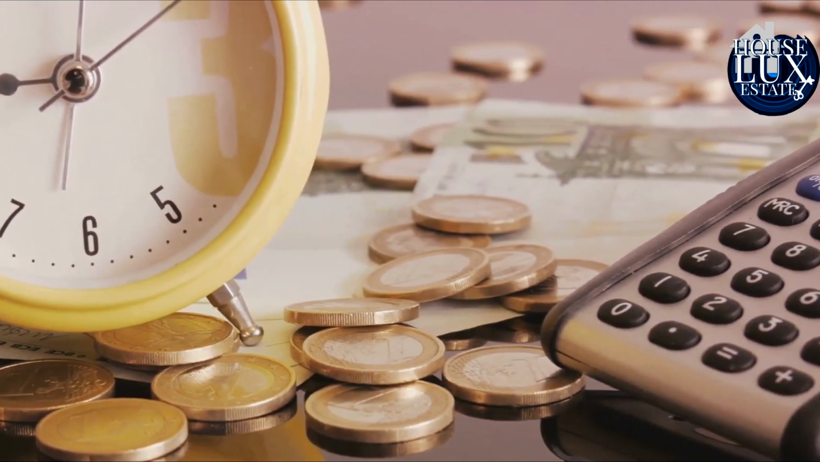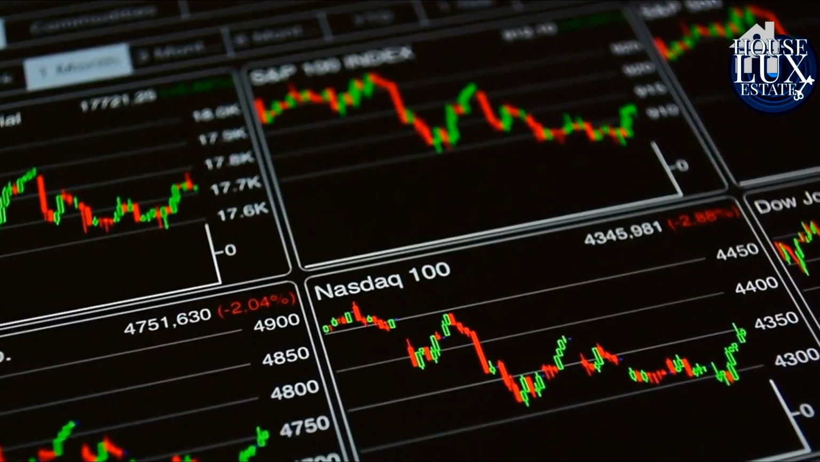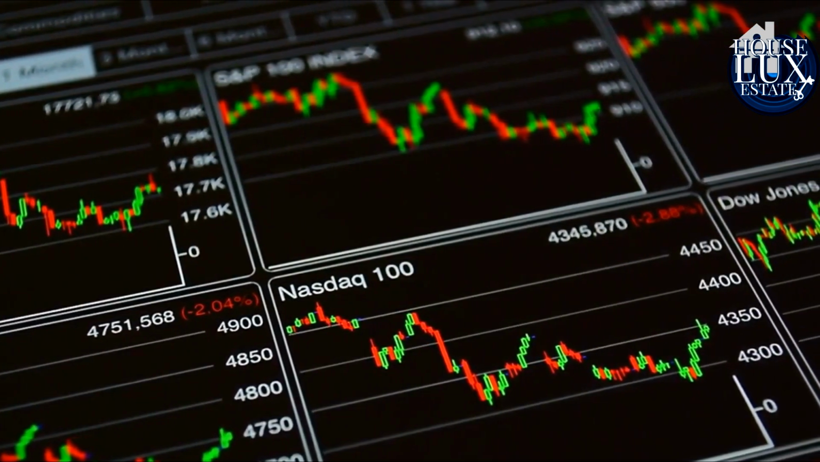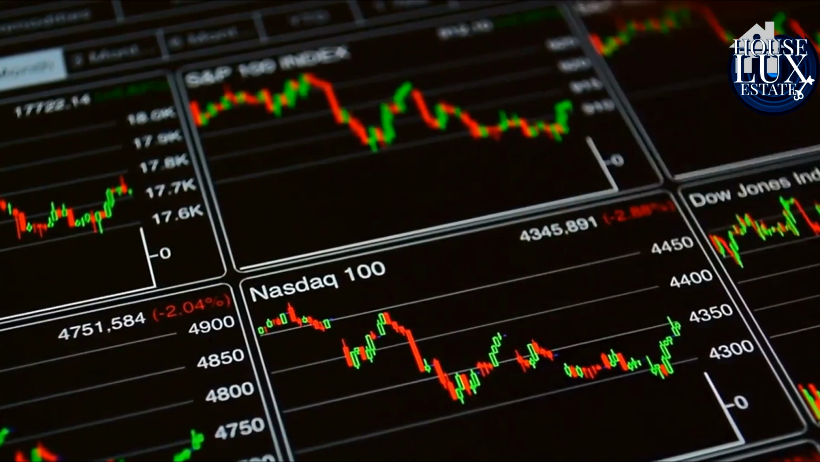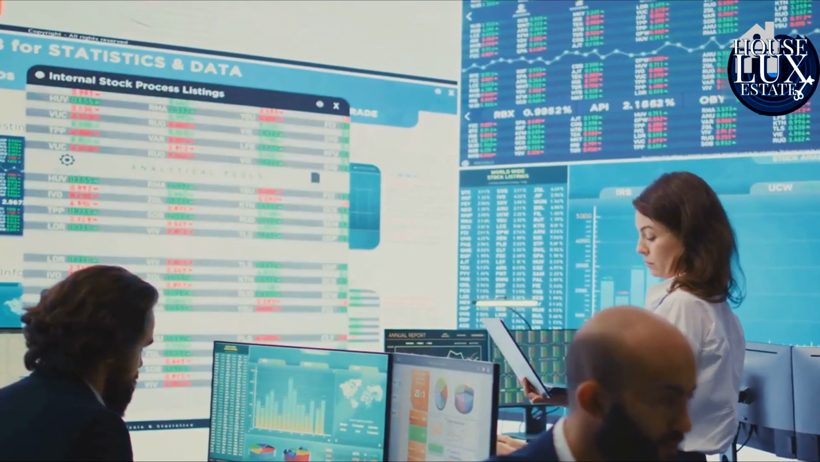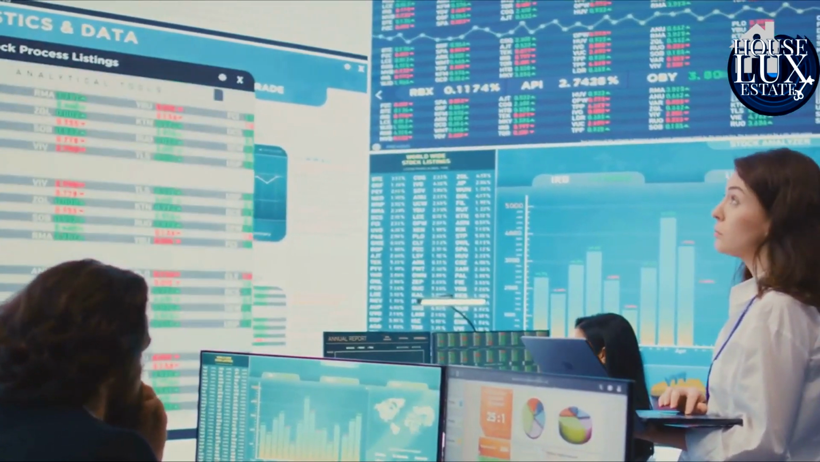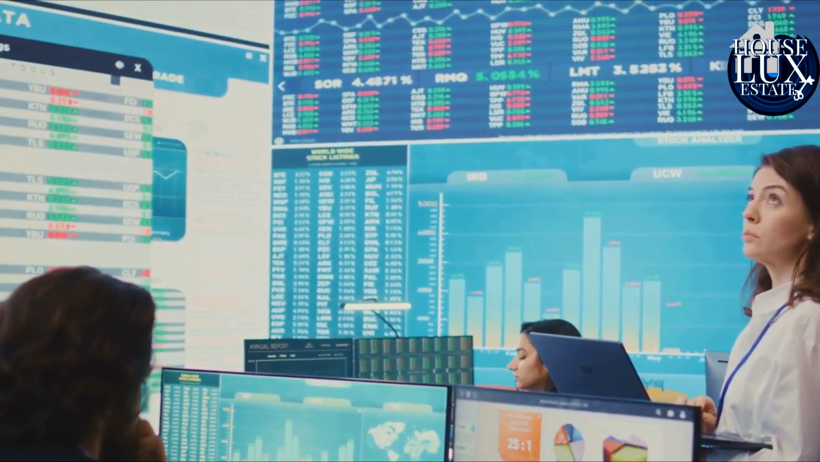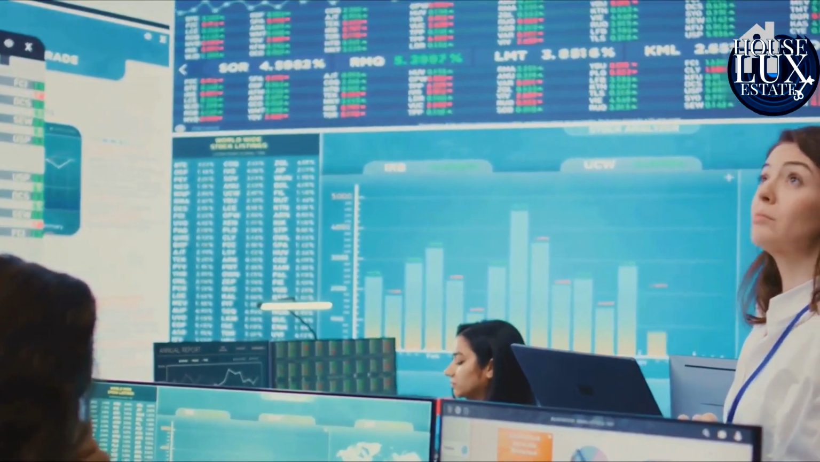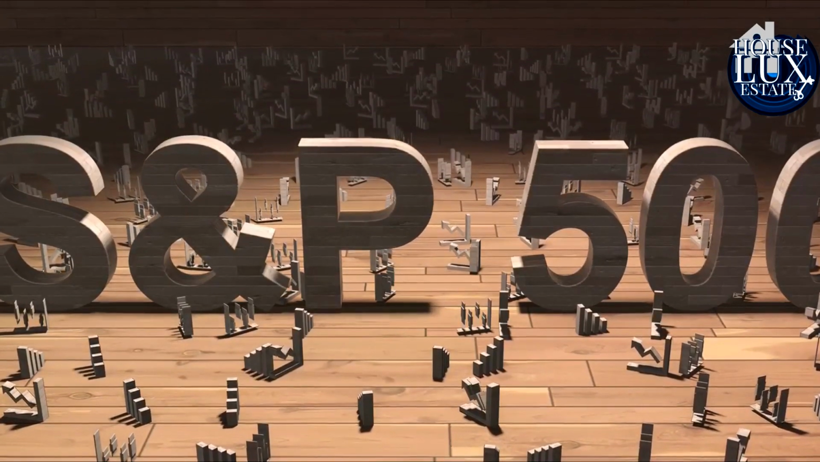A long-term perspective also encourages diversification, another key element of a successful investment strategy. By spreading your investments across different sectors and asset classes, you can mitigate the risk of any single investment failing. This way, even if one part of your portfolio takes a hit, the rest of your investments can help cushion the blow. So when the market gets turbulent, remember to take a step back. Look at the bigger picture.